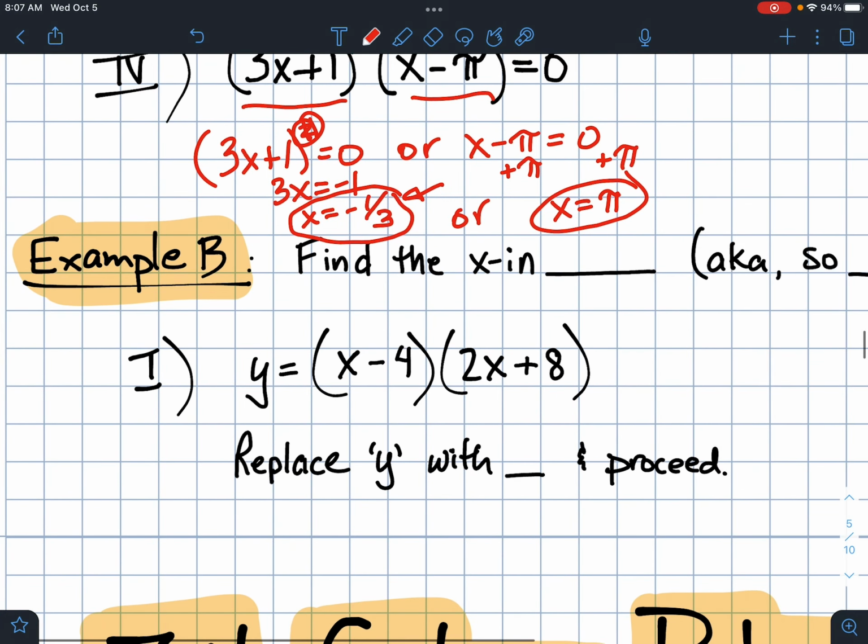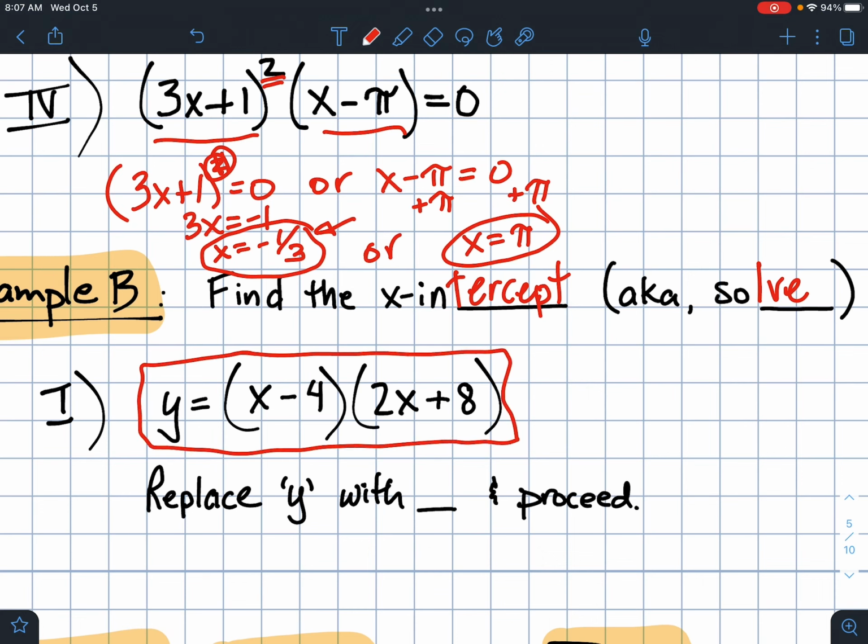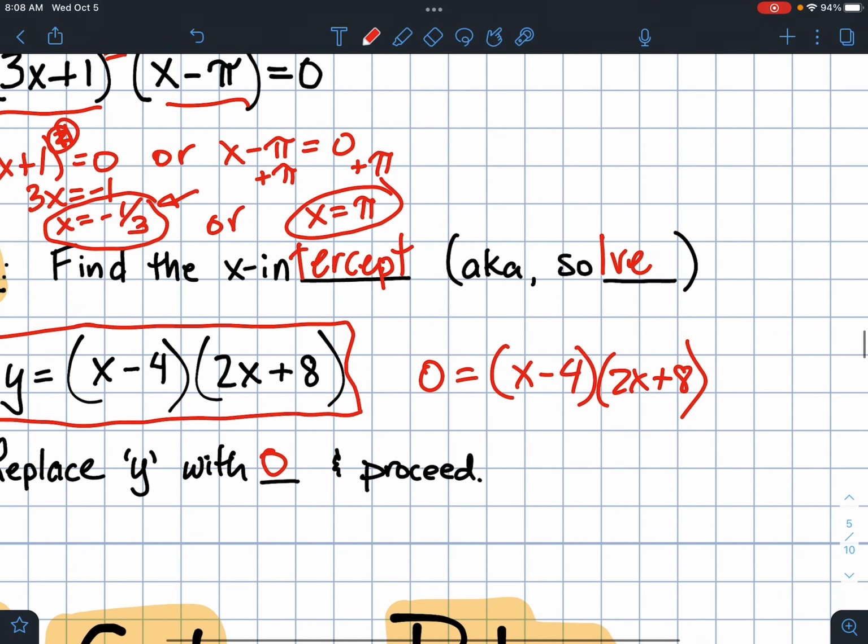Final example. They're not going to say solve, find the solutions. They'll say find the x-intercepts of the quadratic. So you need to think the same thing. Oh, I'm just going to solve it, like I did the last problems. Notice here now we have an equation. Notice it's not set equal to 0. So we're going to set it equal to 0. So 0 equals x minus 4 times 2x plus 8. So the first step is replace the y with the 0. Now proceed like you did the other problems.